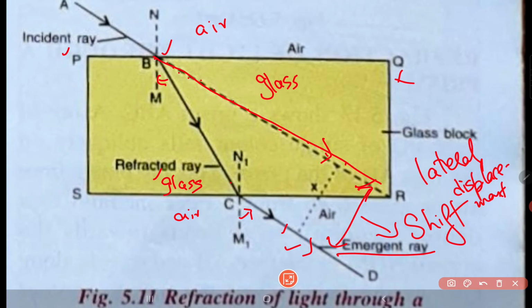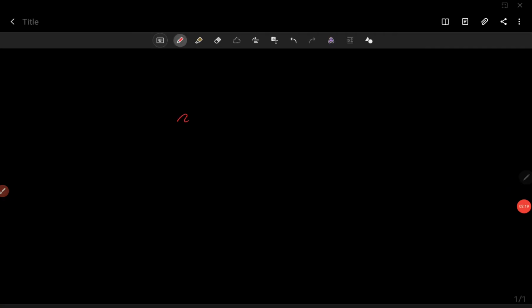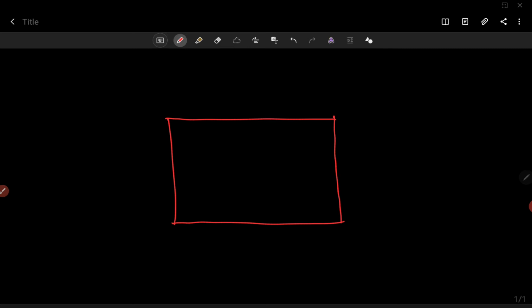Since it is not fitting here, I am writing it here. So lateral displacement. Let us try to draw this particular figure and you'll understand. So let's see how it can be. Let us consider a glass slab. So this is a glass slab. So when a ray of light strikes the surface such that it makes some angle with the surface of the glass slab.